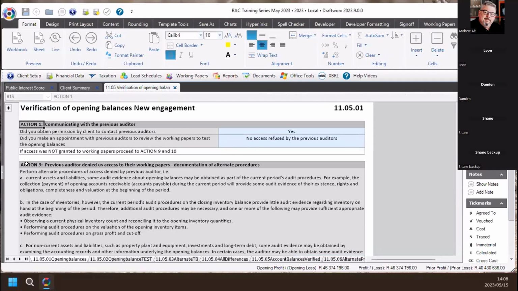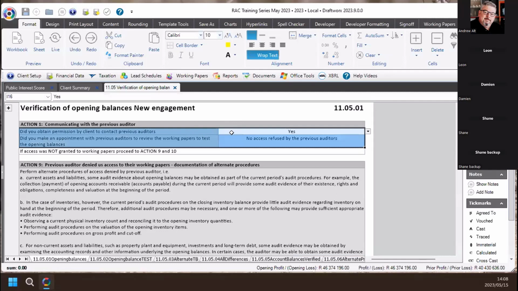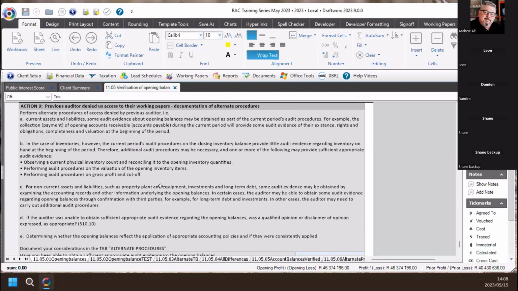And you'll see now we go from action 1 to action 9. So there's nothing else that then forms part of this file. That's correct. Actions 2 to 8 relate to when we can go and see other working papers. So these first two questions are critical to answer in order to get the correct outcomes.